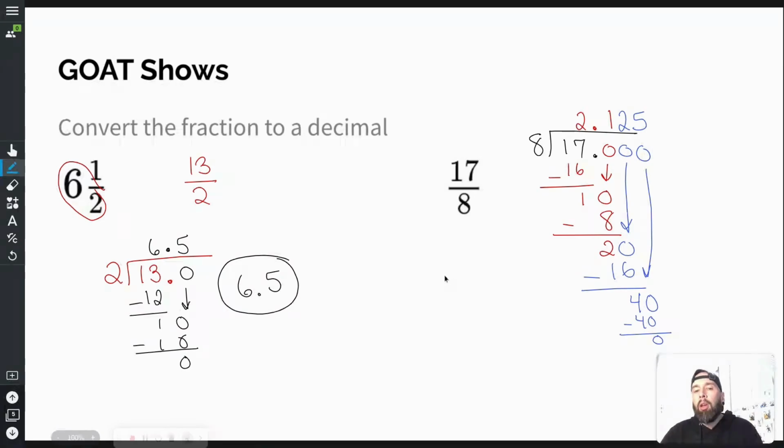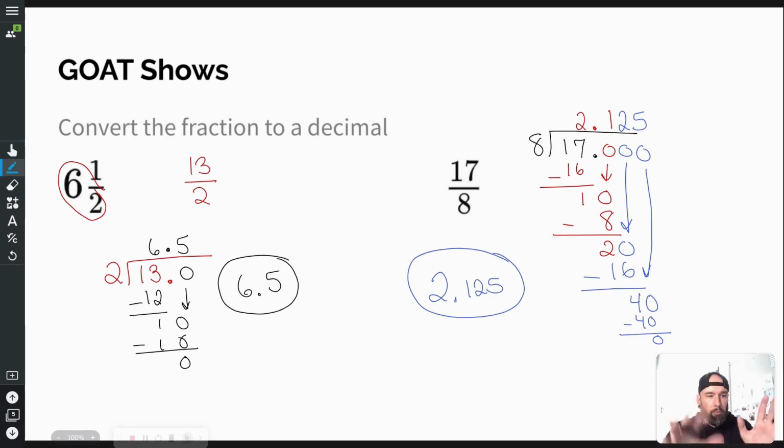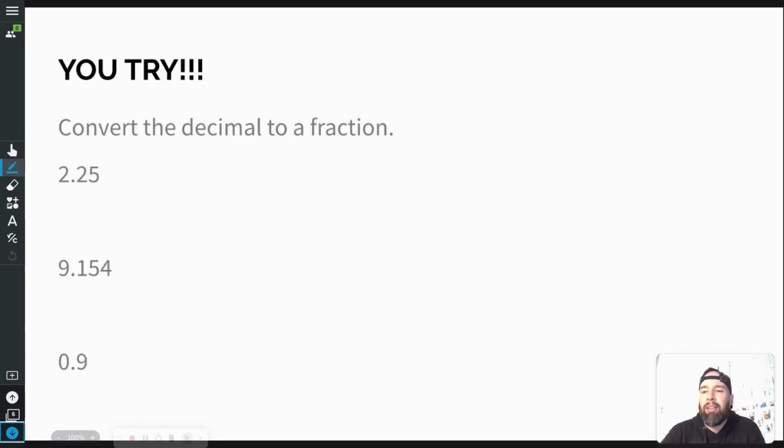We're done. So the decimal I get for this one is 2 and 125 thousandths. I didn't feel like rounding it because the number was pretty enough. Okay? So, you try them. Do the friendly ones first and the ugly ones next. At this point, pause the video, and when you're ready to check your work, come back.